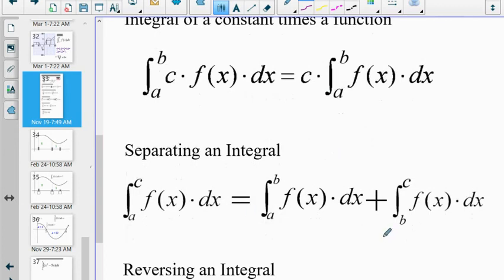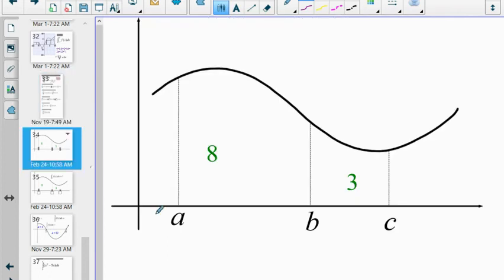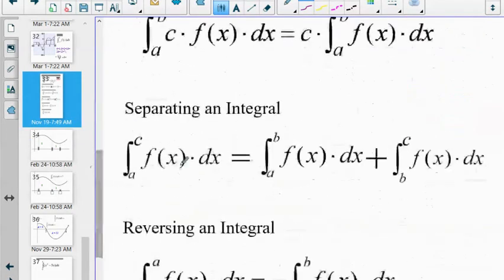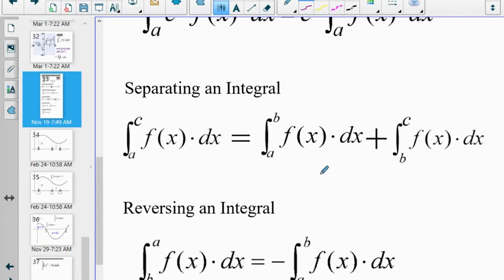I'm separating an integral. I'm going to come back to this one in just a second. Before I do that, I'm going to show you graphically what this is saying. If I say the integral from a to b is 8, and the integral from b to c is 3, and I ask you what's the integral from a to c, well, we're just adding those two sections together. And that's what that property is saying. The integral from a to c is the integral from a to b plus the integral from b to c. We can split that up into two sections, like was on the graph that I just showed you.